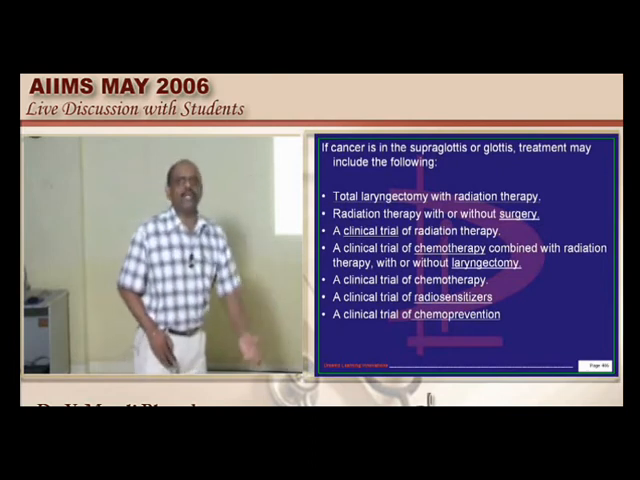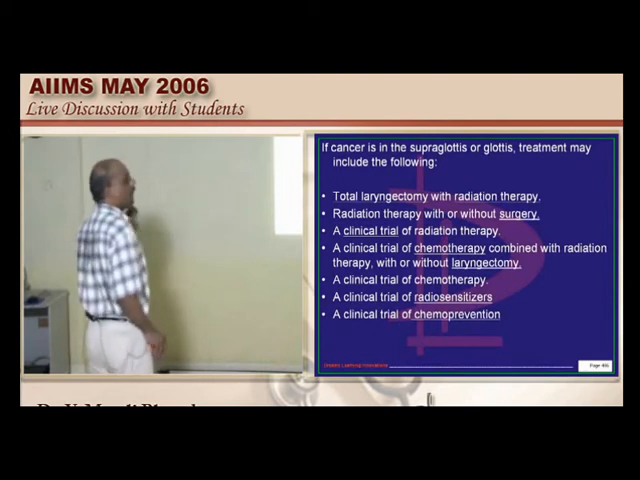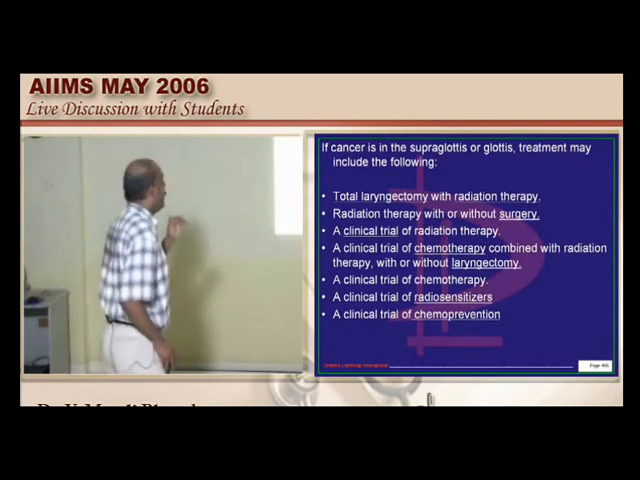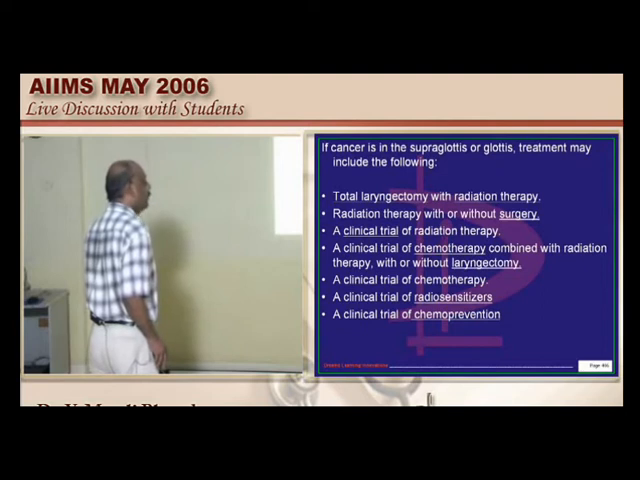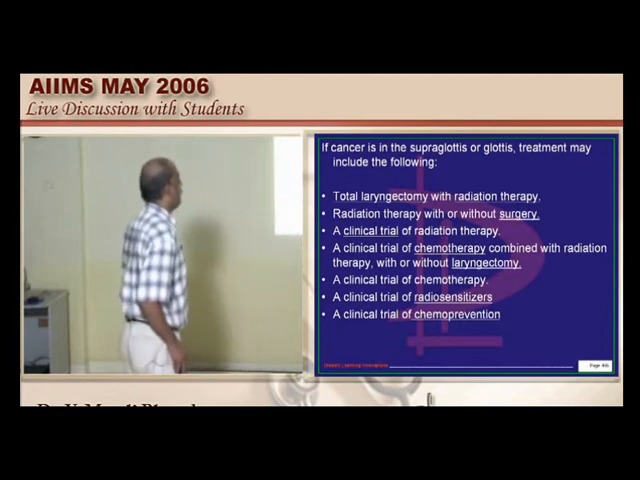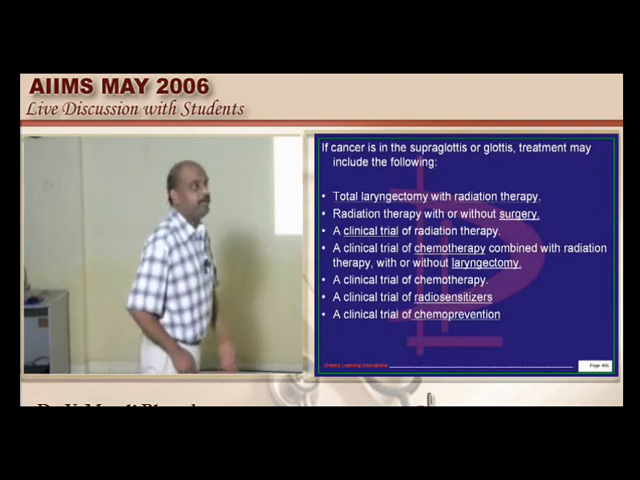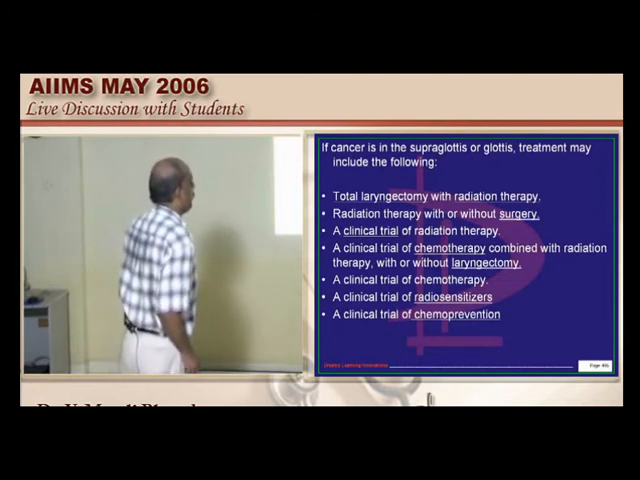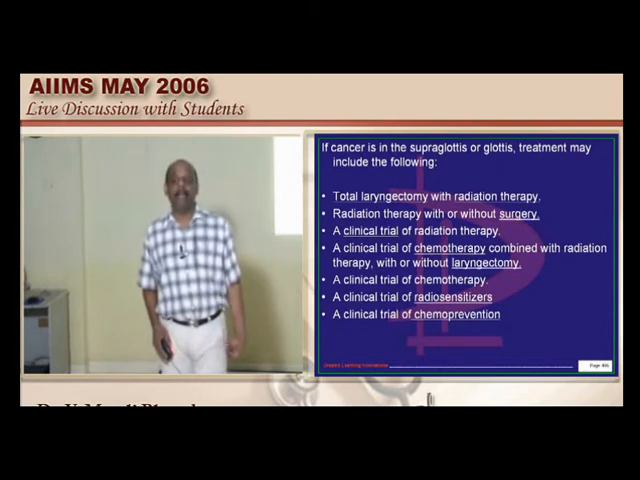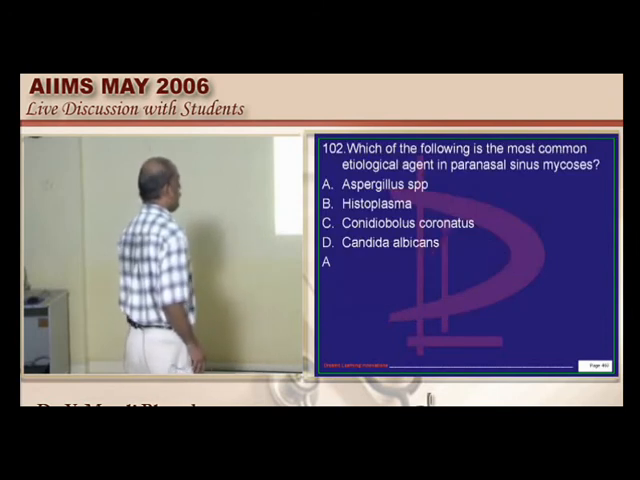You have a lot of choices available, a garden variety of choices. Total laryngectomy with radiation you can do, only radiation with or without surgery you can do, a clinical trial of radiation can be done, or you can only do chemotherapy or only radiosensitizer. So like that you have a garden variety of options available for you. So out of all these options, doctor, in this given case of nearly stage 4 with the involvement of the thyroid cartilage, giving the radiotherapy, and if the residual tumor is still present, then doing the surgery would be a better choice, is what you need to basically understand. Let's go to the next question.